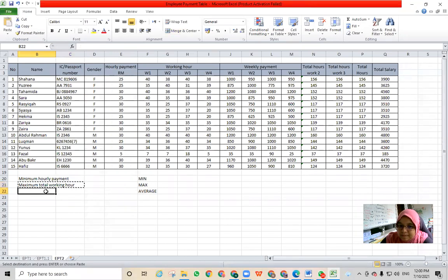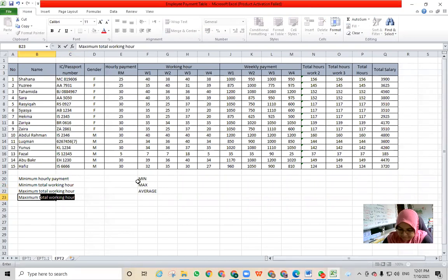Minimum hourly payment, copy, paste. Let's go for minimum first. Minimum total working hours. Maximum total working hours. Maximum total salary. What else? We can find minimum, maximum. I want you to try this: total hours work, maximum, total working hours, minimum, maximum. So these are the 5 things that I want you to do.